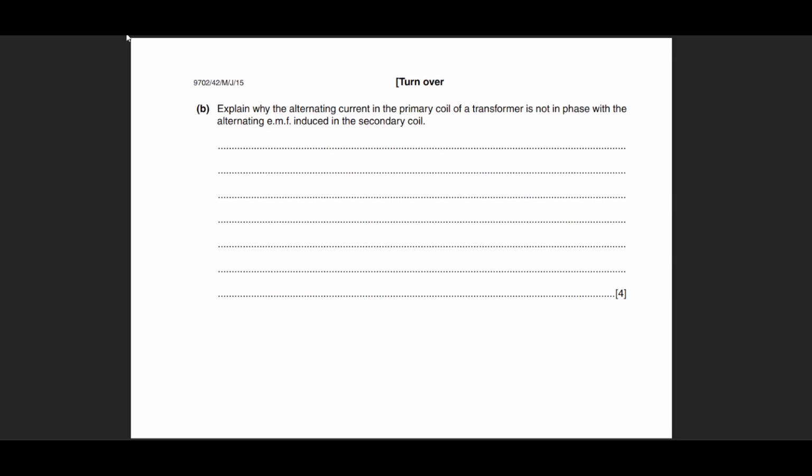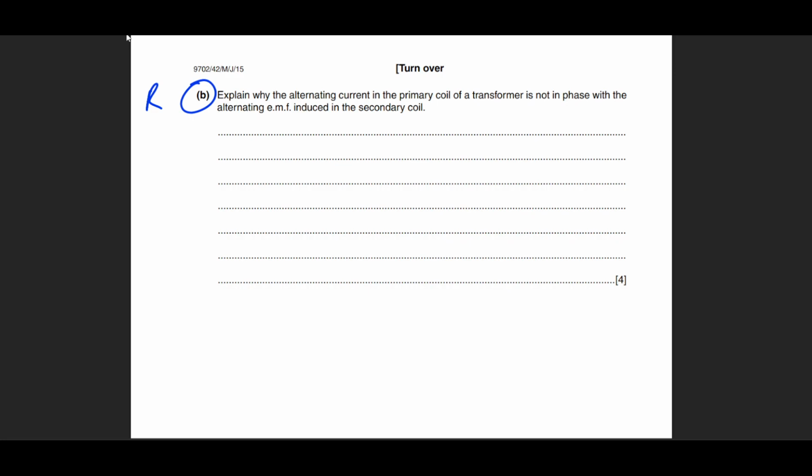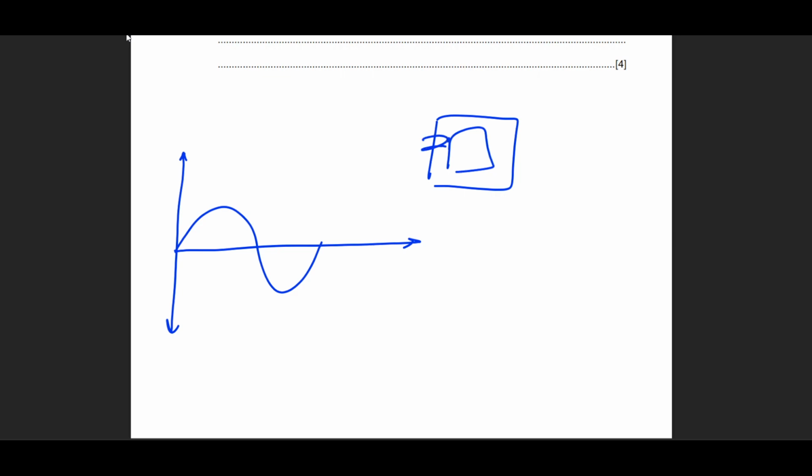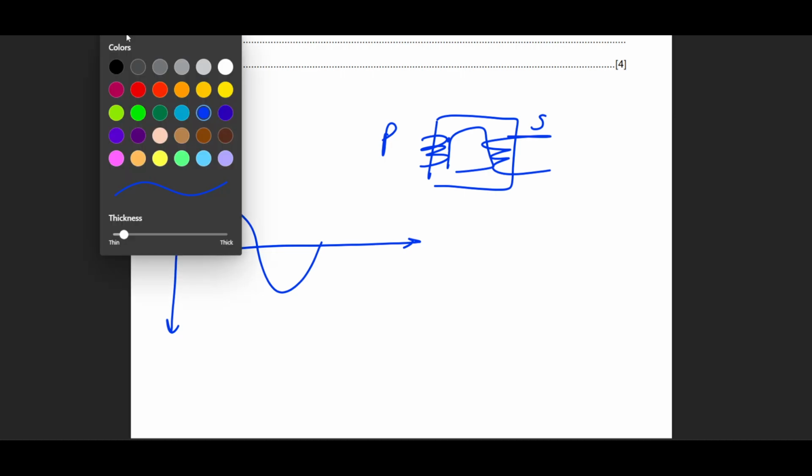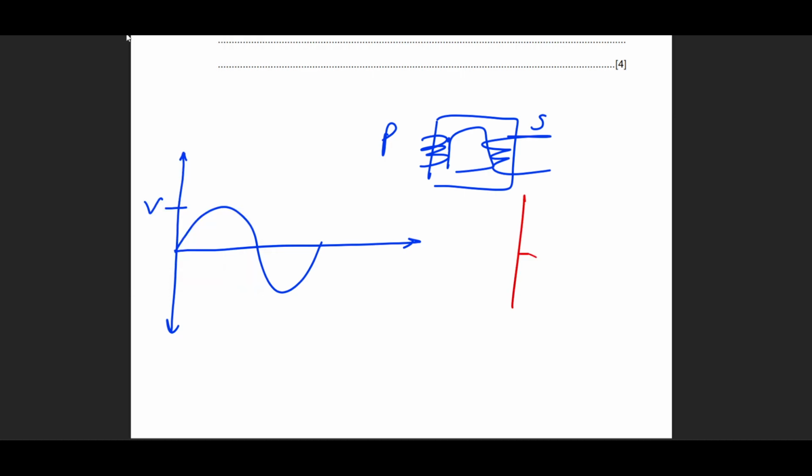Then he asks about transformers. Now, this is a very repeated question as well: why the transformer's primary current is not in phase with the induced secondary coil. He says that if, for example, we provide this current to the primary input, this is the transformer, let's say, this is the primary side, this is the secondary side. If you provide this voltage on the primary side, the output current is actually going to look like this. If this is a sine function, this is a cosine function. Why is that? Why are they out of phase?